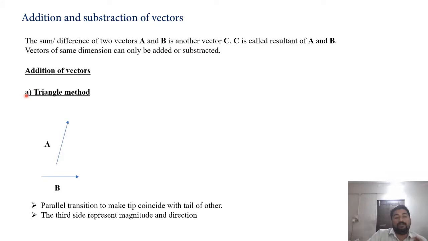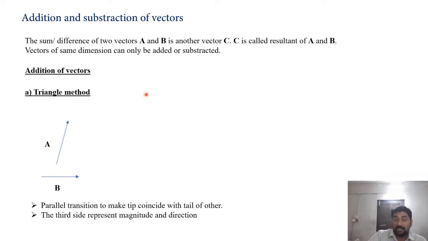So we'll look at addition of vectors. How can we add the vectors A and B? There are different methods to add these vectors. Normally in scalars we will just add 2 plus 3 and get 5. That is simple addition for scalars. That cannot be applied to vectors. Vector addition is a little complicated. So there are different methods. Graphically we can represent it by different methods. The first method is called the triangle method.